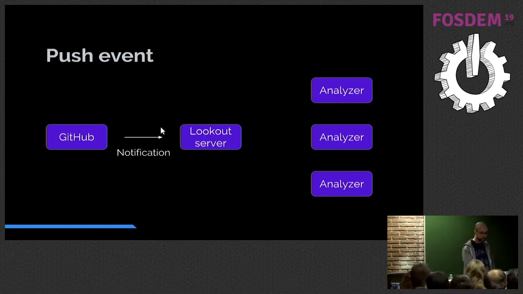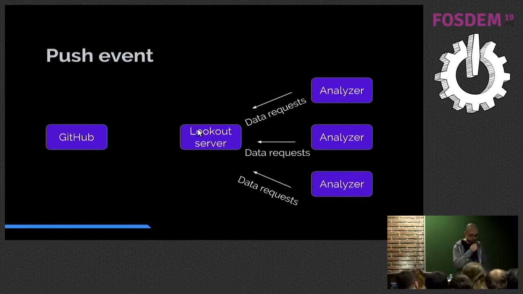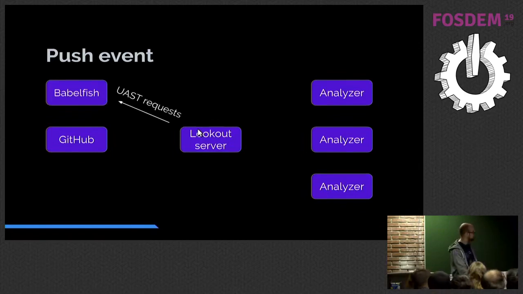So, a brief detail about how everything works. If you have a push event, you have a notification. Lookout server creates requests to analyzers. Then analyzers actually ask for data, because these initial requests just contain Git metadata, and you don't have the contents of source code files, you don't have abstract syntax trees, you don't have any information which you can use. So data requests go to server, and then it asks to parse source code as needed to Babelfish.